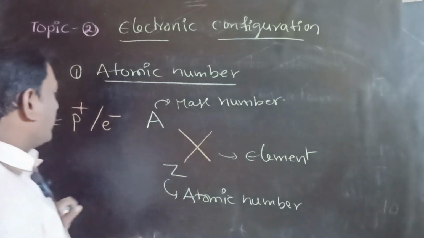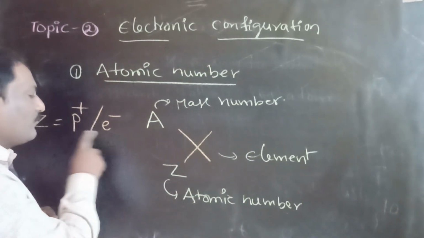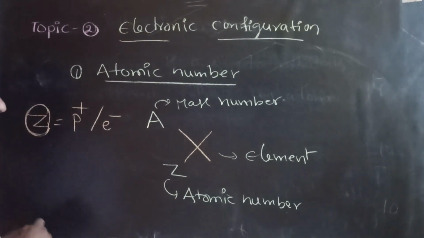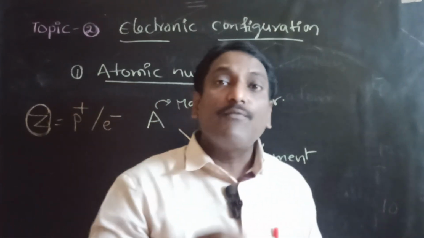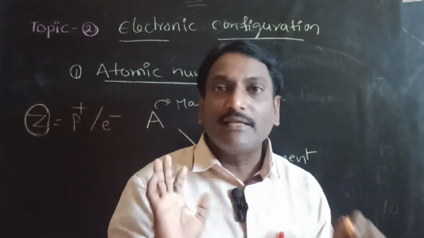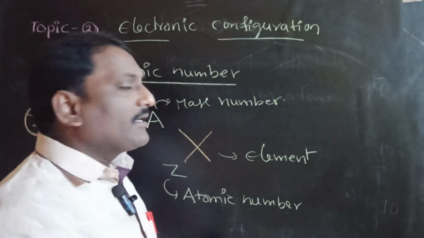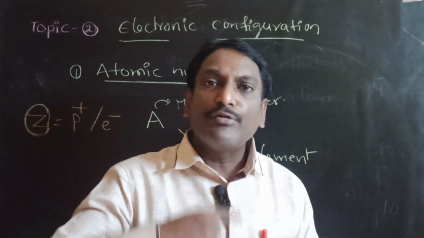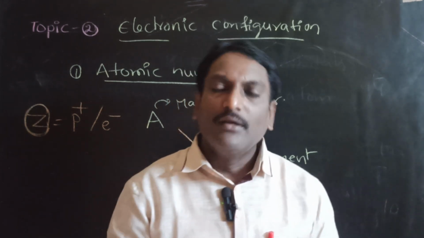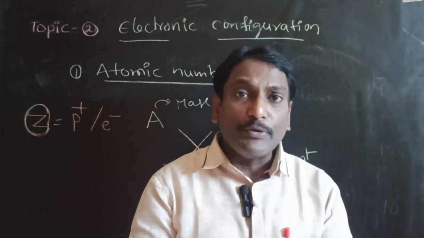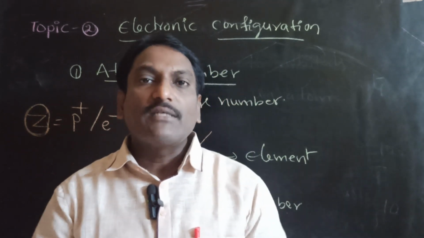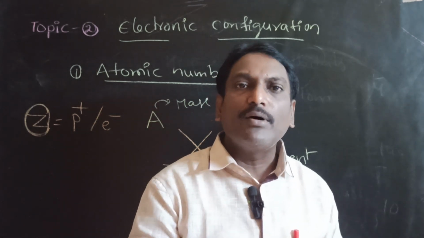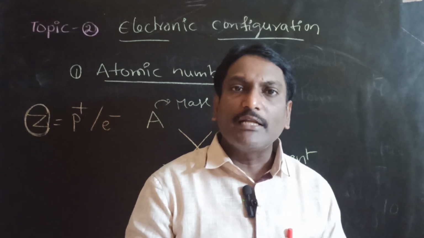But in an atom, the number of electrons is equal to the number of protons. So that's why atomic number is represented with capital Z. It tells us the number of protons or number of electrons present in the atom. We require the atomic number because we need to distribute the electrons in an atom. If you want to distribute chocolates, you require a chocolate box. In a similar way, to distribute electrons in an atom, we must know the atomic number, because the atomic number tells us the number of protons or number of electrons present in an atom.